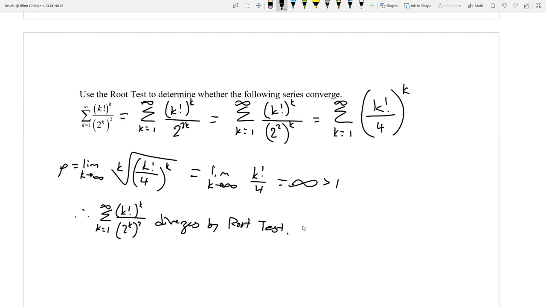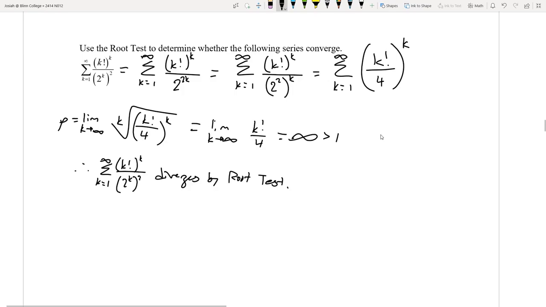All right, so that's the ratio and the root test. And in just a sec here, we'll start looking at our comparison test as well. But this is 10.7, so we'll go ahead and look at 10.5 next here.